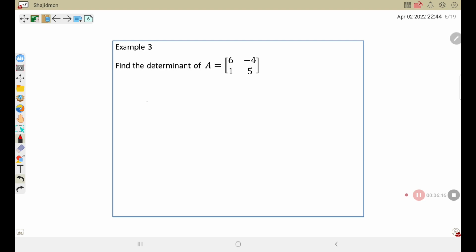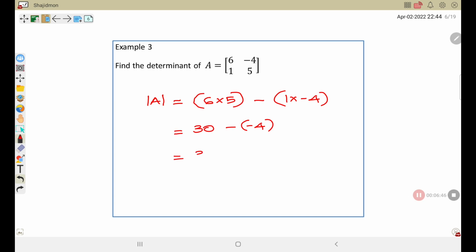So you can just try, okay, determinant A equals, it is easy. First we multiply the main diagonal numbers, 6 multiply 5, minus the off-diagonal numbers multiply, 1 multiply minus 4. So the answer will be 6 multiply 5 means 30, minus 1 multiply minus 4, which is minus 4. So minus minus becomes plus. So 30 plus 4, that means the answer is equal to 34. That is the determinant of that 2 by 2 matrix.